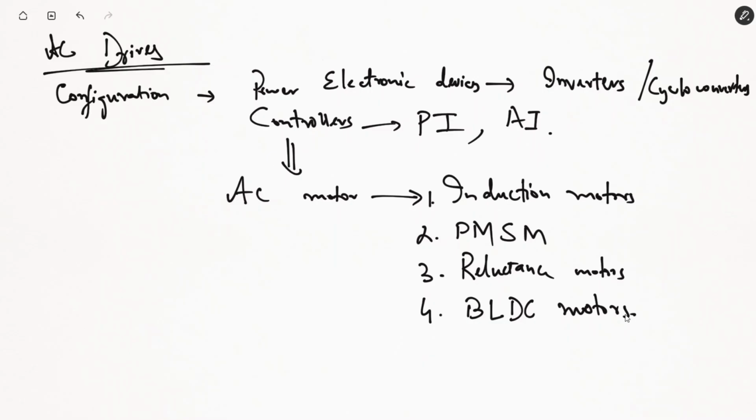Fine. So the configuration that consists of a power electronic device and a controller responsible for speed, position, current control of the AC motor is known as an AC drive. Here the power electronic devices will be inverters or cycloconverters, whereas the AC motors can be induction motors, PMSMs, reluctance motors, or BLDC motors. They are the most commonly used ones. We have others as well that can be used, and you can accordingly control the speed and position of those types of AC motors as well.